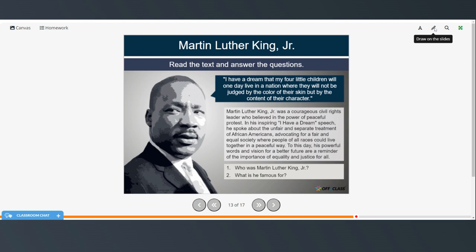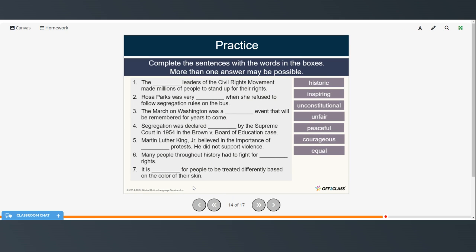So who was Martin Luther King Jr.? Well, he was a civil rights activist or civil rights leader, and he's famous for peaceful protest. So we're going to complete the sentences with words from the boxes, and they're telling us that more than one answer may be possible. So number 1 could be either inspiring or courageous.